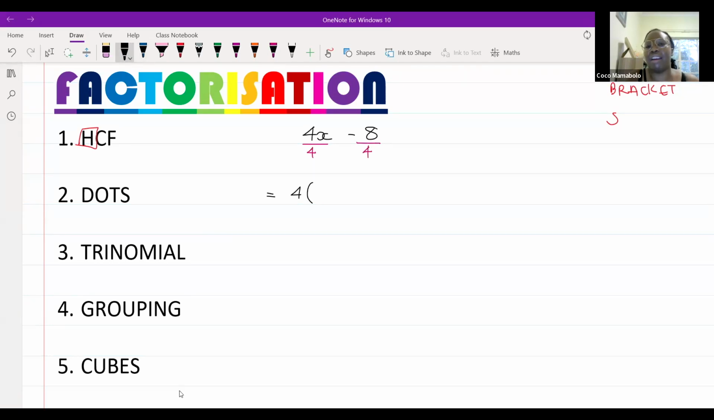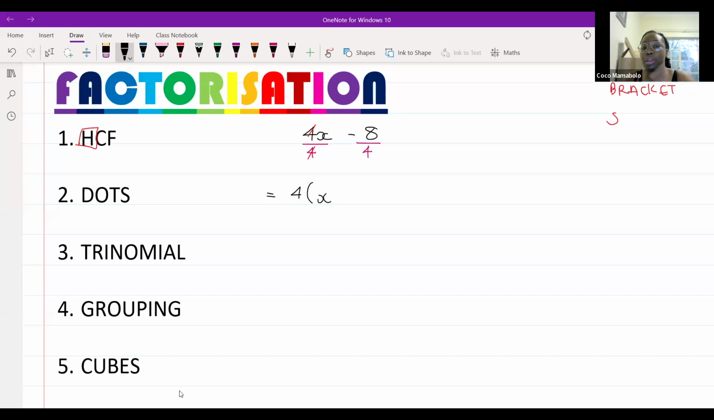Now, if I have 4x divided by 4, I know that 4 divided by 4 is going to give us 1. What do I actually have left in that first part? We've got x. And then I've got minus 8 divided by 4. Negative 8 divided by 4, what's that going to give us?